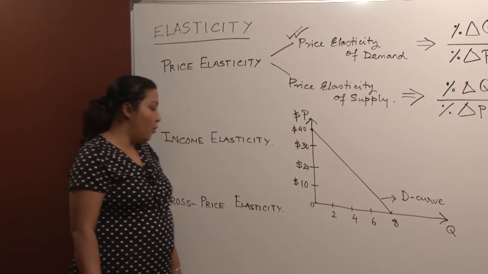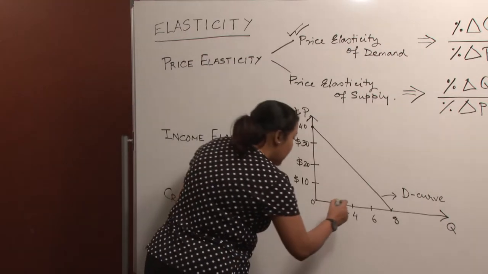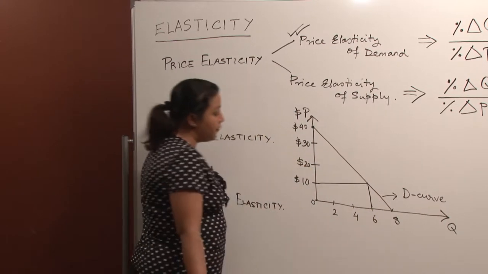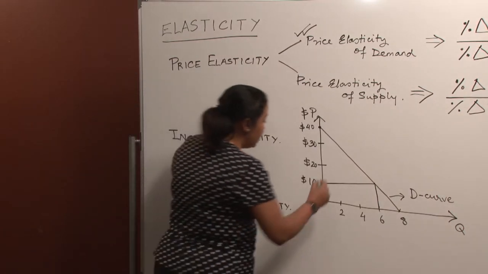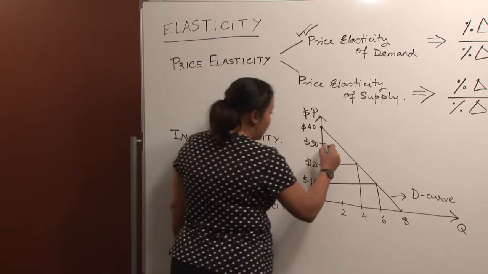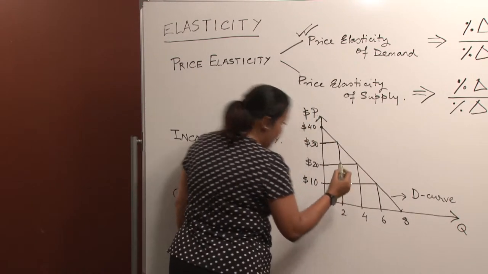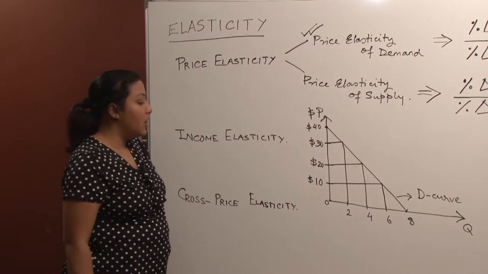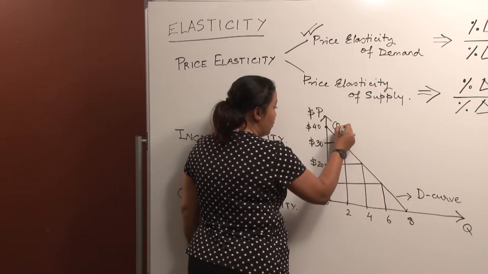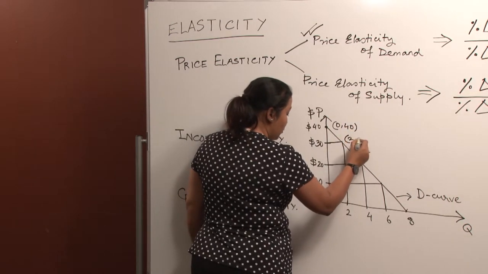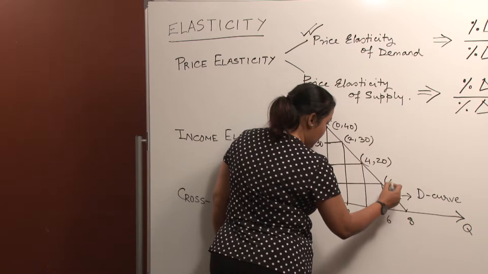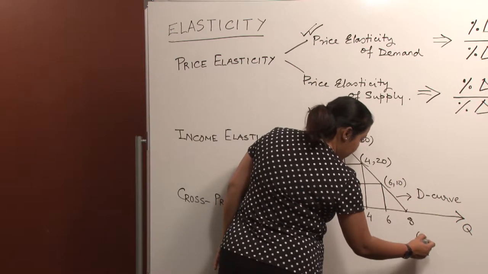So, we have these points. Now, please note that when the price is $10, the quantity demanded for this commodity is 6 units. When the price is $20, that is the quantity demanded. When the price is $30, then this is the quantity demanded for the commodity. Now, let's say the price changes. Let us denote the points. So, the coordinates of this point would be 0, 40. The coordinates of the others would be 2, 30, then 4, 20, 6, 10, and finally 8, 0.